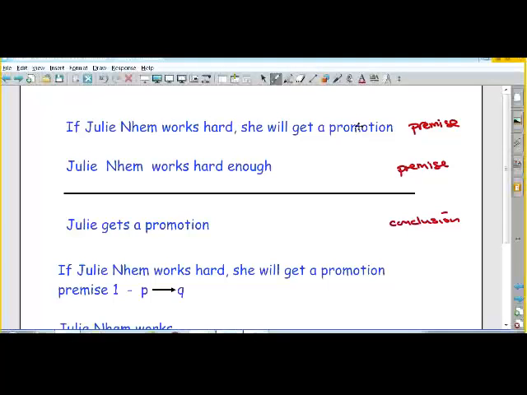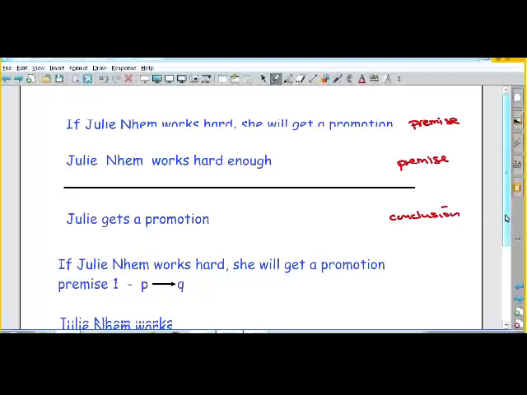Individually, if I wanted to write this compound statement in symbolic logic, if Julie Nem works hard, then she will get a promotion. Premise 1, it's if P, then Q. The P statement is Julie Nem works hard. The Q statement is she will get a promotion. So it's if P, then Q. So that's premise 1.